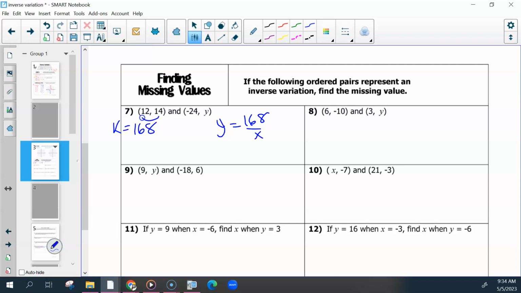Then in the other ordered pair, we have x, we don't have y. So put those in. Figure out what your y value is.